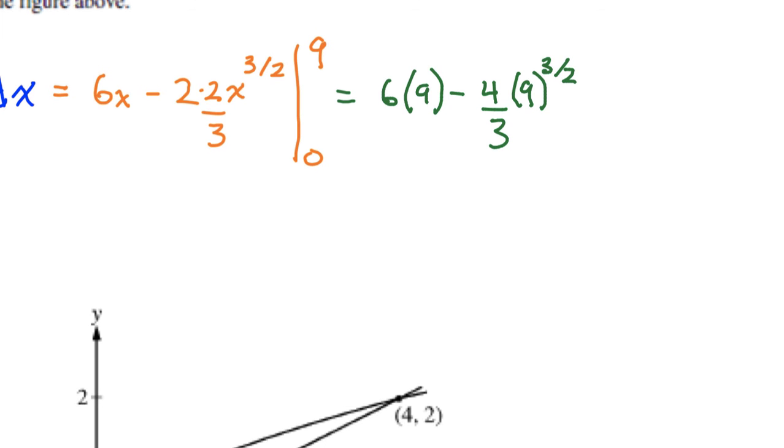What happens if I plug in something else, like 0? So if I plug in 0, I get 6 times 0, that's 0, and then minus 0 to the power of 3 halves is 0, times all that is still 0. So all that's 0, I don't really have to do anything. So I'm just going to leave this as minus 0 to let you know that, yes, I did plug in 0, and there it is.